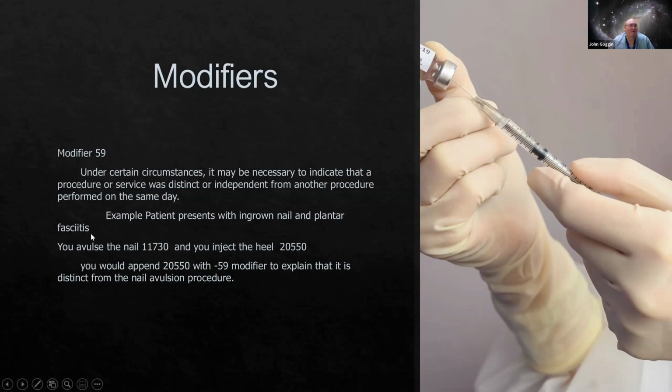And an example of this might be that if you have a patient who presents with an ingrown nail and plantar fasciitis, and you avulse the nail and you inject the heel, there's no way that those two procedures are in any way, shape, or form related to each other. But the insurance carrier may say that they are, so it's appended with a 59. This particular example, you probably would get paid without the 59 because they're probably not in the same bundle, but most people would put a 59 modifier on the second procedure.